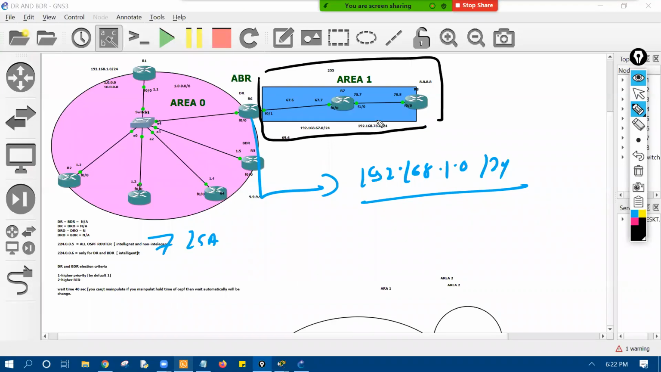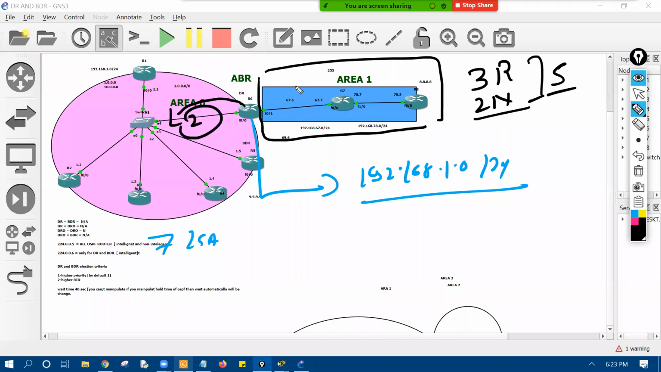So in this case, what happened? You will have 3 router LSAs in this domain, and 2 network LSAs, total 5. How many LSAs is R6 going to advertise to area 0? 2. One network 67.0 and another 78.0.